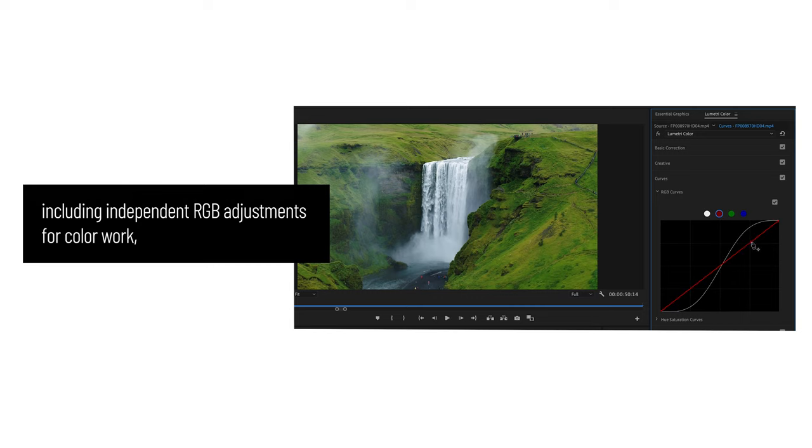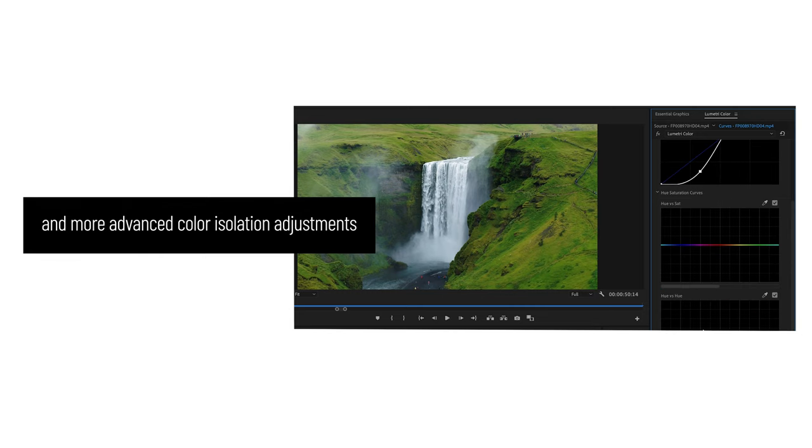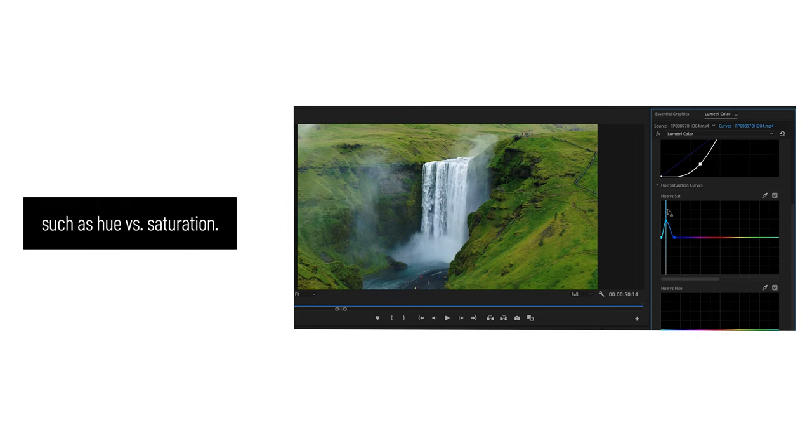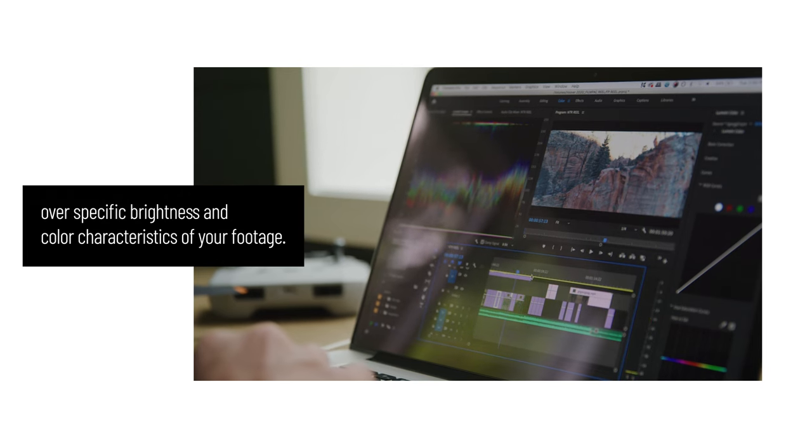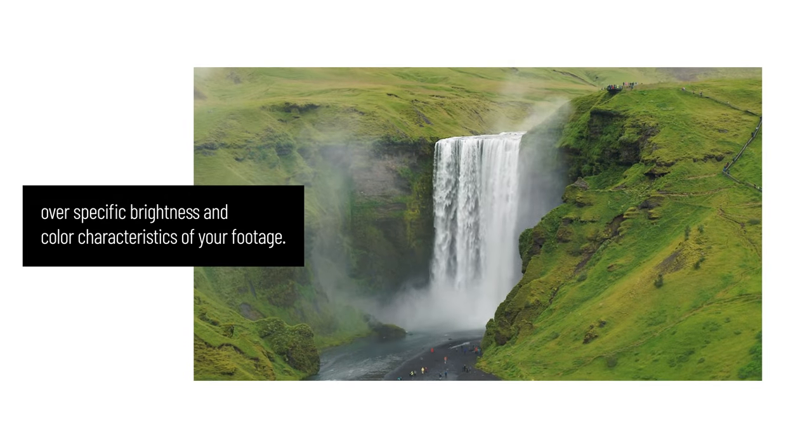There are other types of curves adjustments as well, including independent RGB adjustments for color work and more advanced color isolation adjustments, such as hue versus saturation. But at its most basic level, the curves tool is simply a way for you to have precise control over specific brightness and color characteristics of your footage.